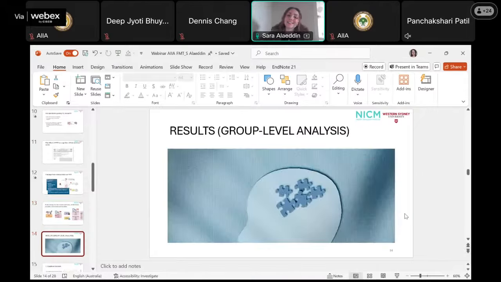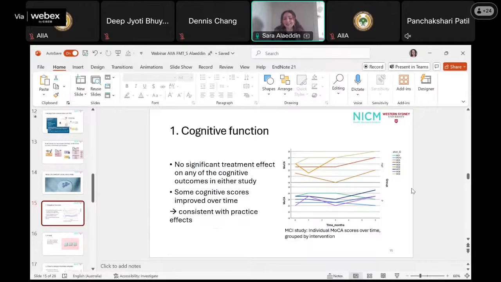So let's look into the results. So my group level analysis looking at the cognitive function was quite disappointing. I tested 17 different cognitive outcomes, and on the group level, I did not see any significant treatment effect on any of the cognitive outcomes in either study. So as you can see here, some cognitive scores improved over time, but this is quite consistent with the practice effect because we did see it in the placebo group too. So I think it's just if you repeat a task many times, you just get better at it.